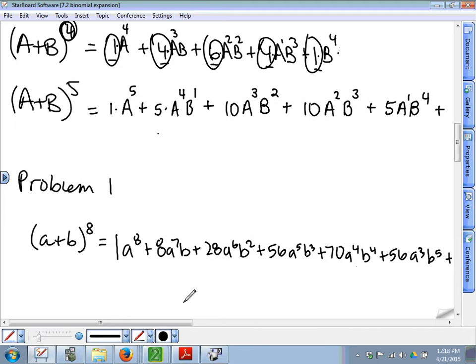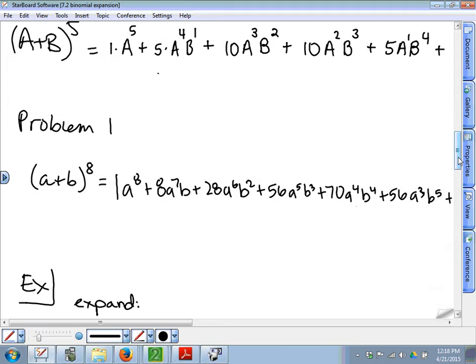This is all practice for the types of problems you're going to see on the test. You're not going to see these types of problems on your test. Okay? You're going to see a problem like this. Example. Expand. Write this down.